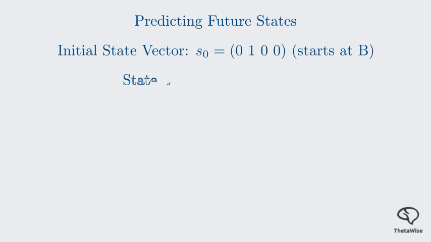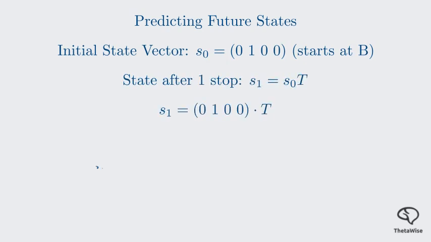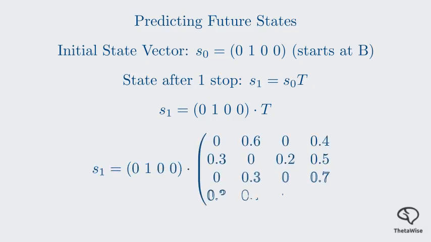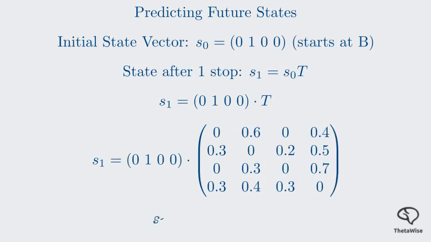So, to find the state after one stop, which we'll call S1, we calculate S0 times T. Multiplying the state vector 0, 1, 0, 0 by our transition matrix T gives us the vector 0.3, 0, 0.2, 0.5. This resulting vector, S1, tells us the probability of the bus being in each city after one stop. So, from starting in B, there is a 0.3 probability of being in city A, a 0.2 probability of being in city C, and a 0.5 probability of being in city D.